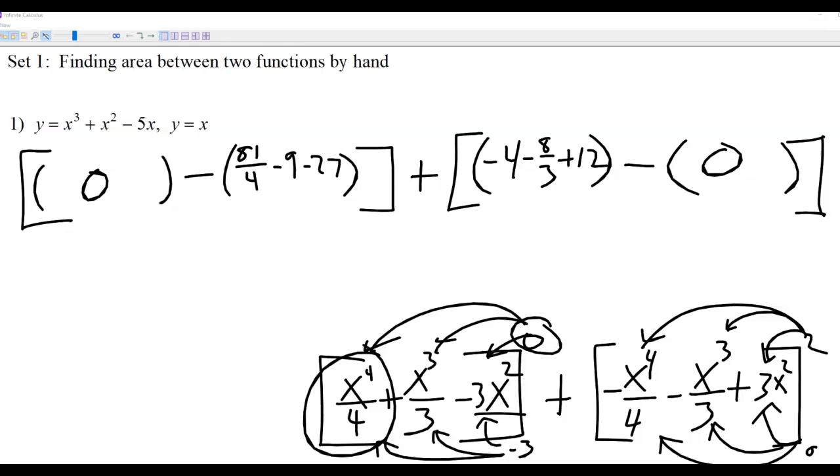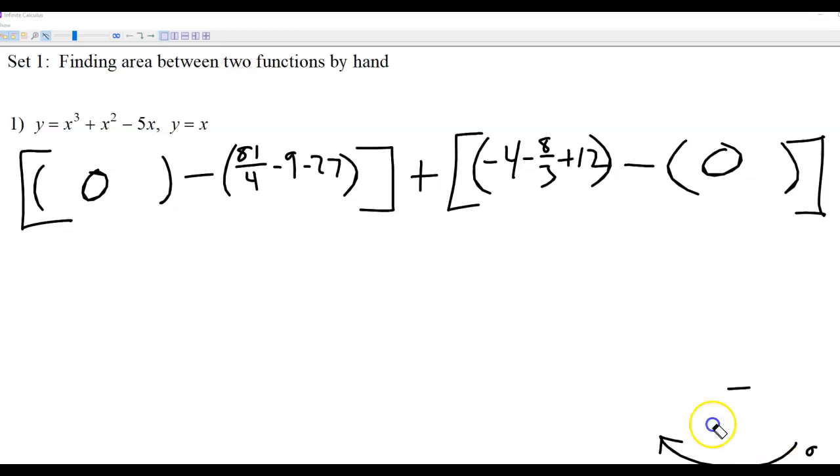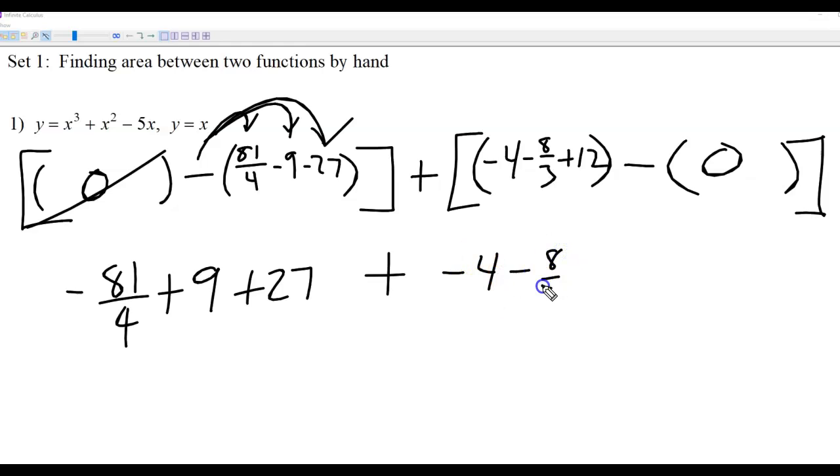Okay, so once you've got that done, the next thing I'm going to advise you guys to do is distribute any negatives that you need to and get rid of all the parentheses. So the 0 we can ignore and distribute this negative. And so I'm going to end up with -81 over 4 plus 9 plus 27, and then plus -4, -8/3 plus 12. And we don't care about the 0. And this plus and negative doesn't really matter. I'm just going to change it to a minus. And there we have it.